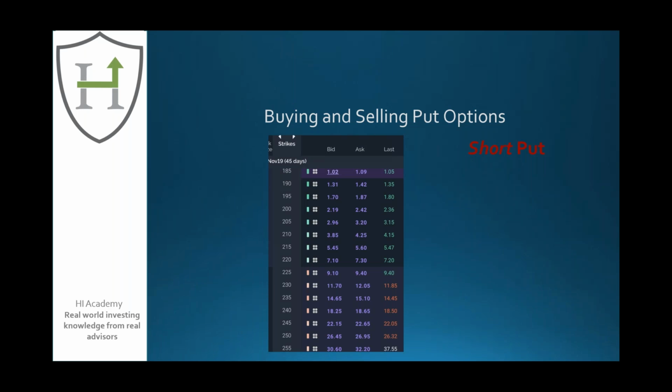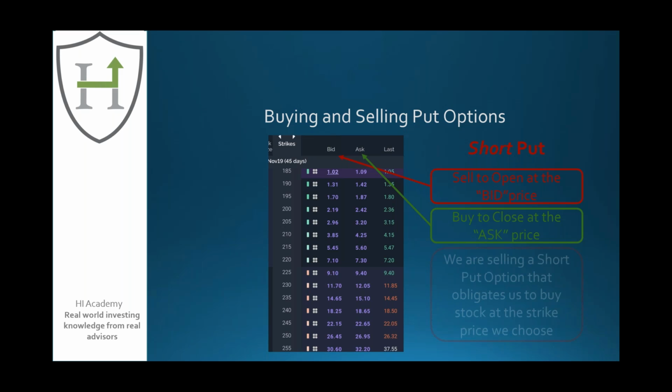If I was going to short a put, where I wanted the obligation to buy the stock at a certain price, I'm going to sell to open that option at the bid price. I'm going to buy to close it at the ask price. It's just reversed from the long option. This is a short option. That S in short stands for selling. Remember, we're selling a short put option that obligates us to buy the stock at the price we choose.